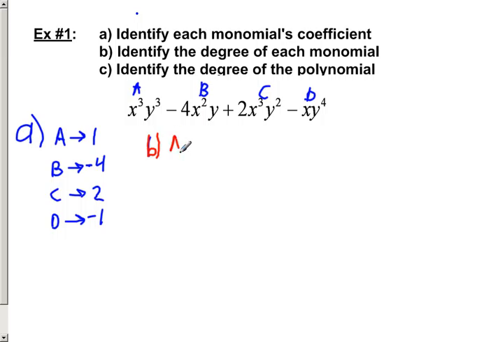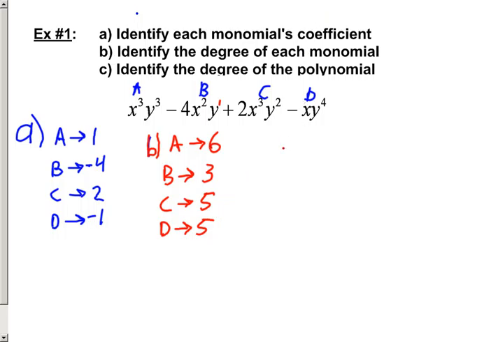So for monomial A, the degree would be 3 plus 3, or 6. For monomial B, the degree would be 2 plus, remember this one is really a 1 right here, 2 plus 1 would be 3. For monomial C, the degree would be 3 plus 2, which is 5. And for monomial D, the degree would be 1 plus 4, or 5 again. Wonderful.